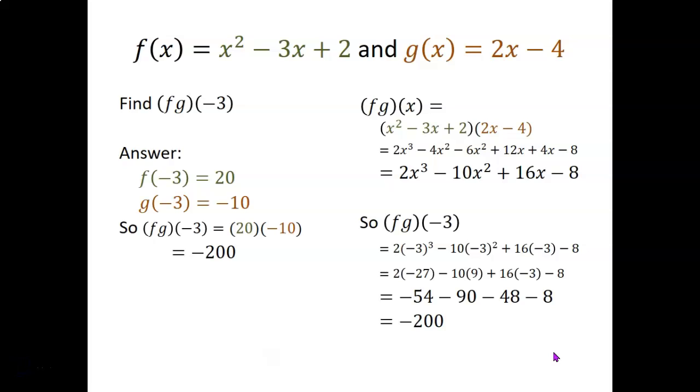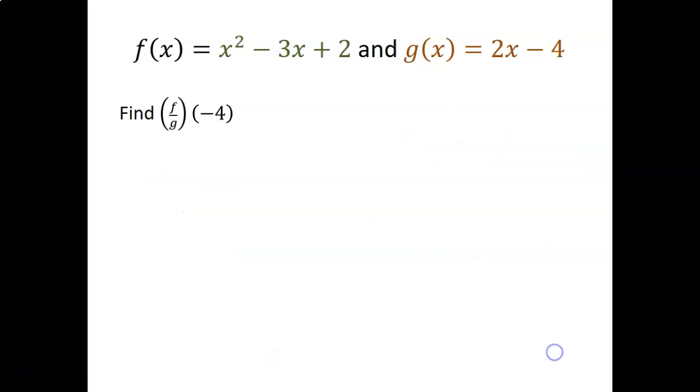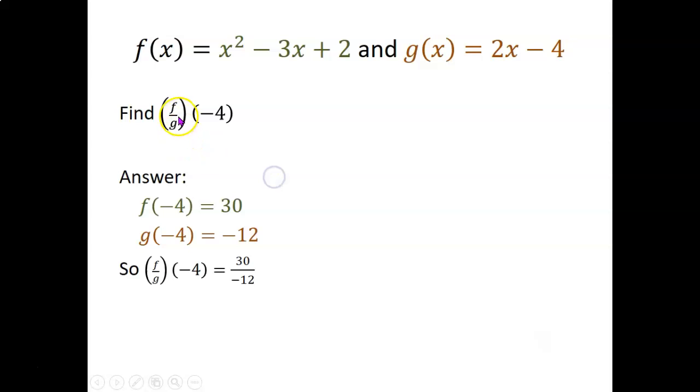So let's do a division example. What is f over g of negative 4? F divided by g. So f of negative 4, negative 4 squared is 16, minus 3 times negative 4 is minus a negative, or plus a positive 12, plus 2 equals 30. G of negative 4, 2 times negative 4 is negative 8, minus 4 is negative 12. So then when we take f over g, that's 30 over negative 12.